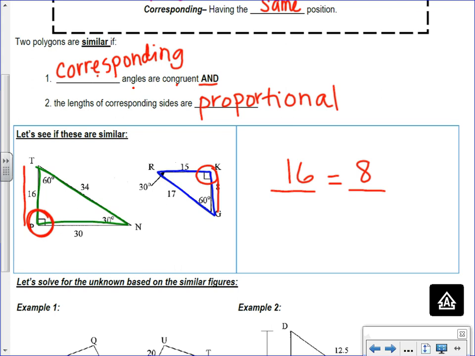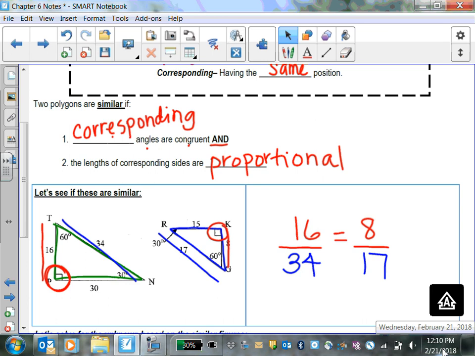Everybody with me? What's another set of corresponding sides that we could set up? We need to look at the side lengths. Where are the side lengths the same? We're going to figure out another one. 34 and 17. Perfect. This is where you have to be careful. The 34 must stay with the 16 because they're on the same triangle. So I'm going to put the 34 under the 16 and the 17 under the 8. I've set up the two proportions.